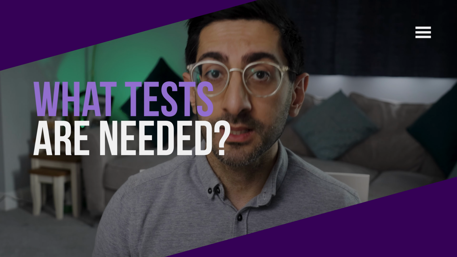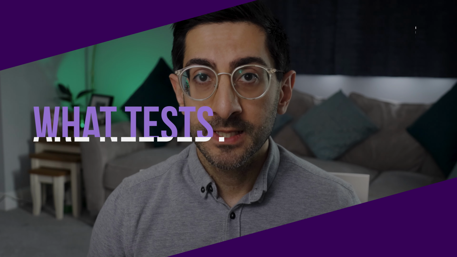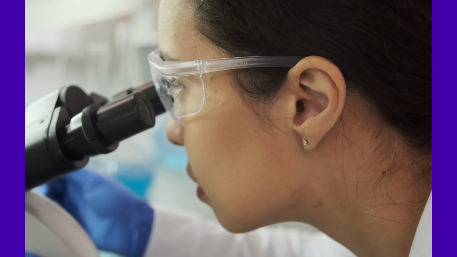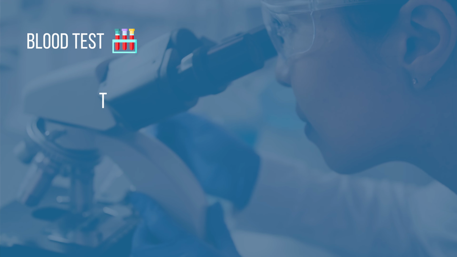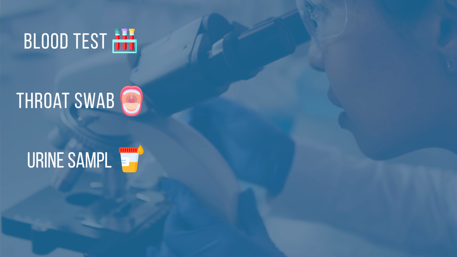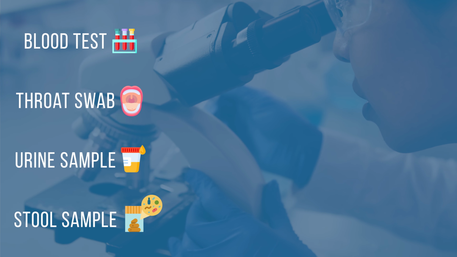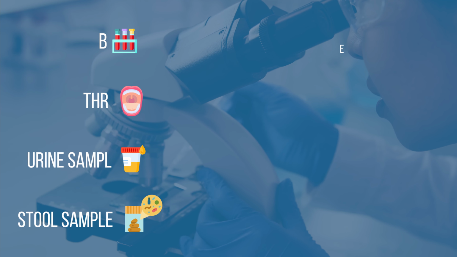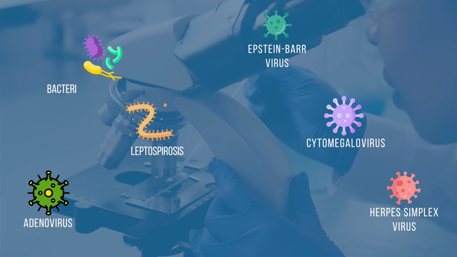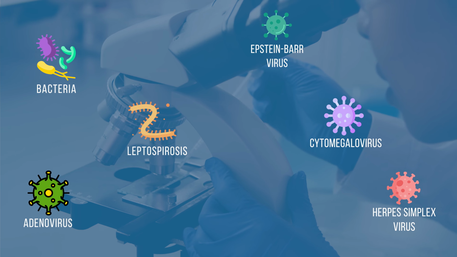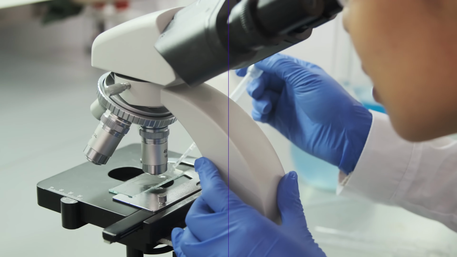If we suspect that your child may have hepatitis, they'll need an urgent blood test and examination. At present, we aren't sure of the exact cause of this type of hepatitis, so we're actually being advised to do several different types of tests, which may include a blood test, a throat swab, urine sample, and a stool sample. These will check for hepatitis A to E, along with a number of other infections, such as Epstein-Barr virus, cytomegalovirus, herpes simplex virus, adenovirus, leptospirosis, and several bacteria as well.